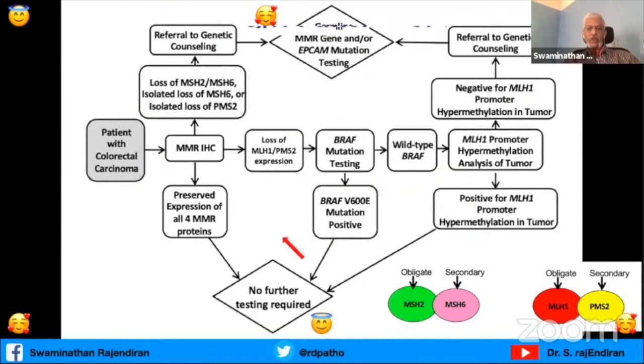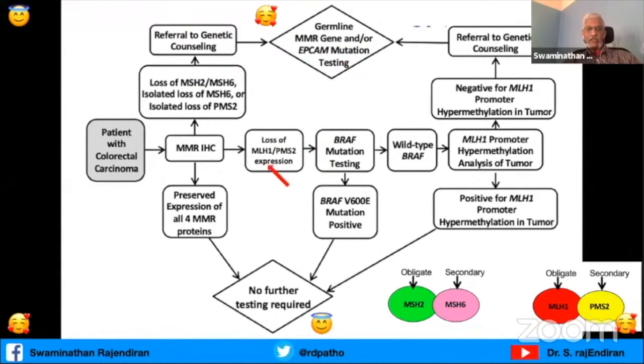So this is a flow table. I just want you to take a snap. Remember, there are 4 members. Screen the patient, do MMR IHC. When all 4 are preserved, no further testing. When there is loss of MSH2 and MSH6, refer for genetic counseling for MMR gene germline mutation or EPCAM mutation.